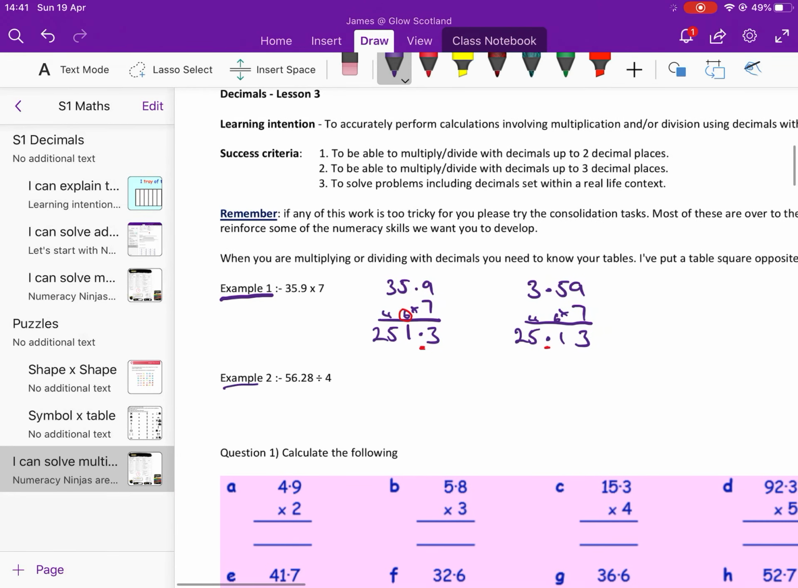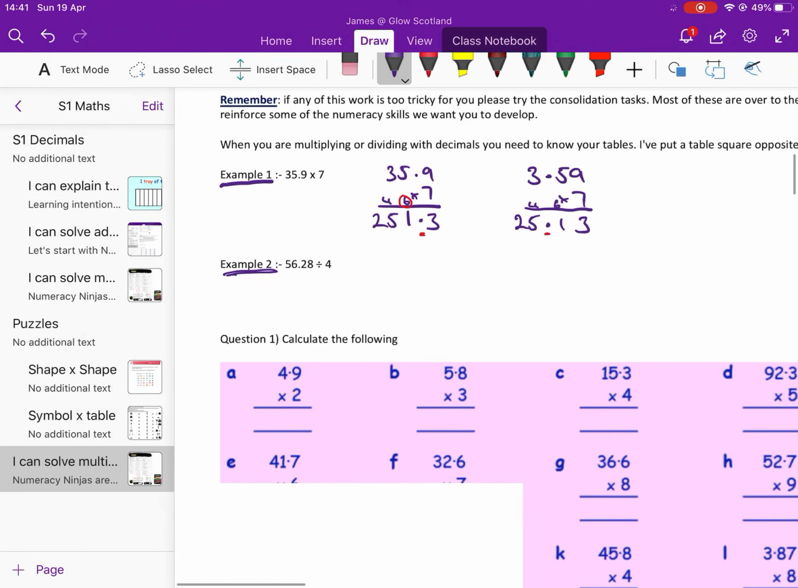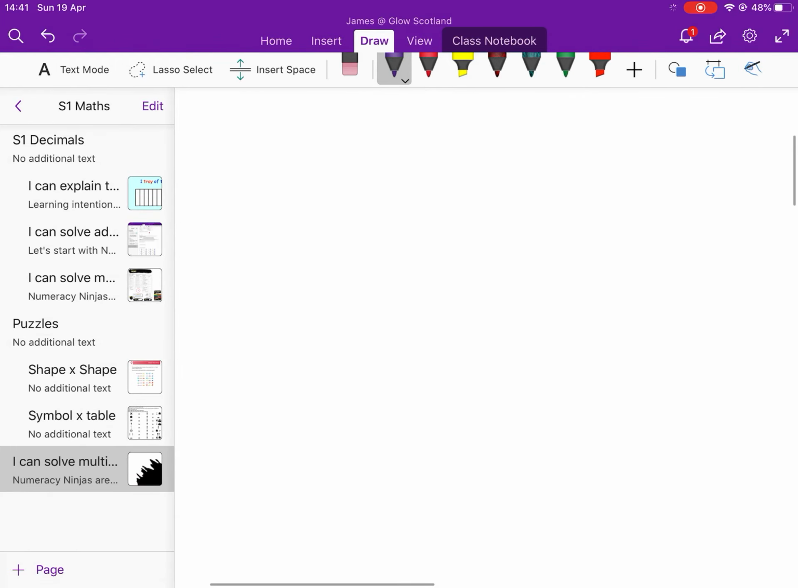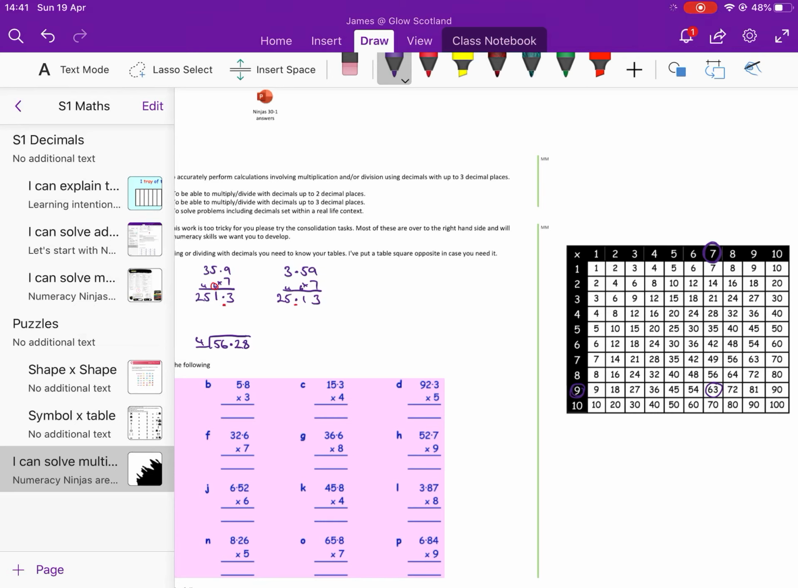For the second example, we're going to have a wee look at a dividing one. I'd encourage most of you to use your step. So I'm going to do 56.28 divided by 4. I'm going to write it out like that, put my 4 at the front. I'm going to look at my 4 times table. Using my table square, my 4 times table is here. So how many 4's are in 5? Well, I can only go to 4 and then 8's too big. So it only goes in once in here. So I get a 1.